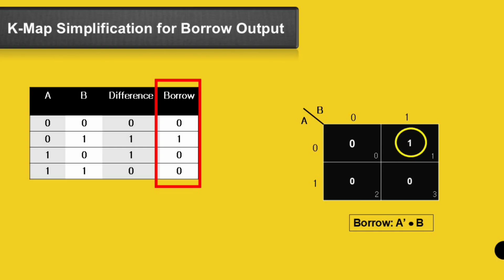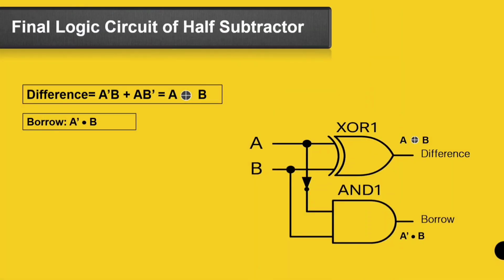Now that we have simplified both the difference and the borrow expressions using K-maps, we can construct the final logic circuit of the half subtractor. From the K-map simplification, we obtain two equations: difference equals A XOR B, borrow equals A bar dot B. This means the half subtractor uses two basic logic gates: an XOR gate to generate the difference, and an AND gate, along with an inverter for A, to generate the borrow.